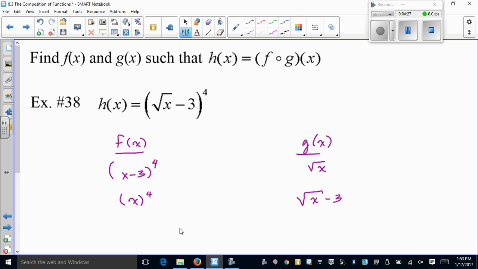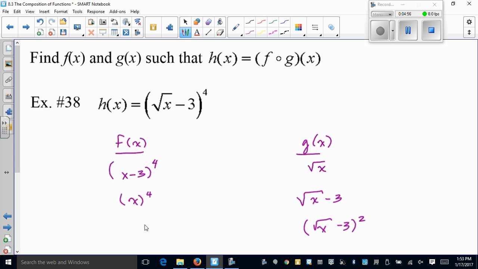Now here's one that you guys may not see. Radical x minus 3 squared. So what did I leave behind over here? Well, if you remember your exponent rules, if you raise a power to a power, you multiply. Well, 2 times what's going to get me 4? 2. So this would be x squared.